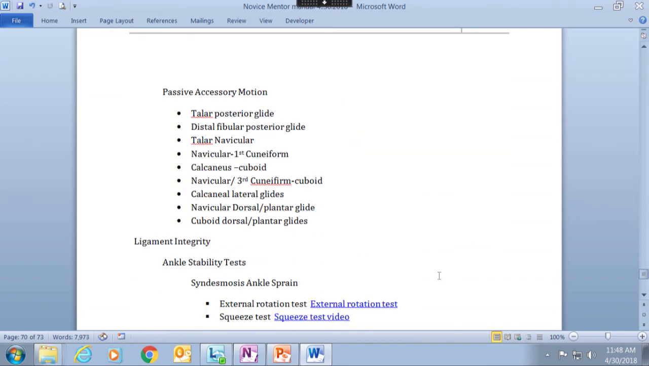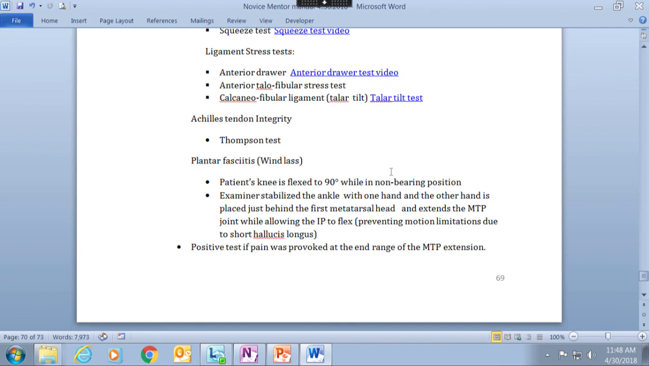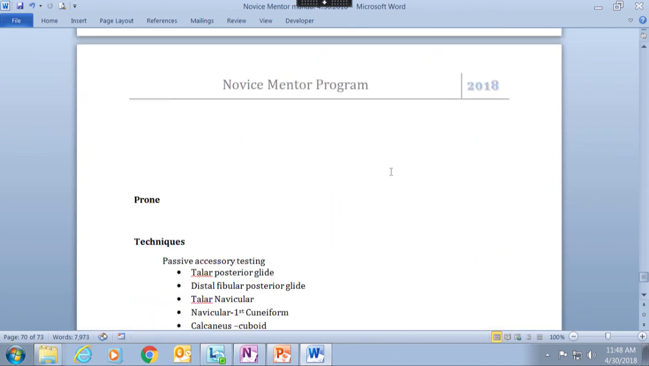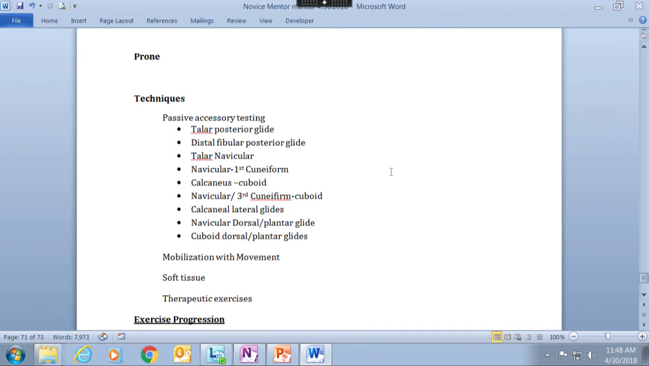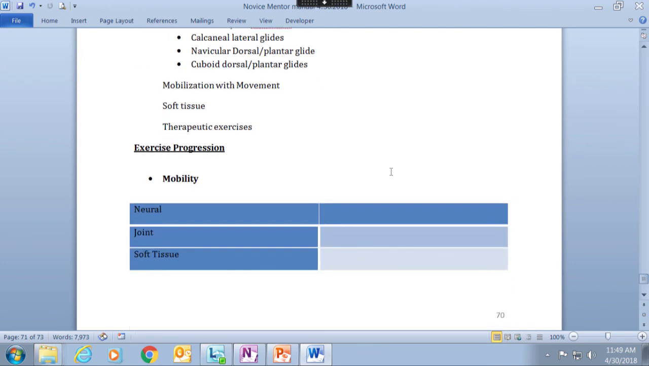Continue, you can go through your passive accessory exam. You can go through each of those joints, do the glides in each direction. If you're not sure of the specific testing, you can look at the videos attached to it. As we go, tendinopathies, the Thompson test, where you grab and squeeze the calf to see if the ankle does plantar flex. And then we can go through some of the prone techniques. We can do the same thing. All the passive accessory glides can be done in that position as well.